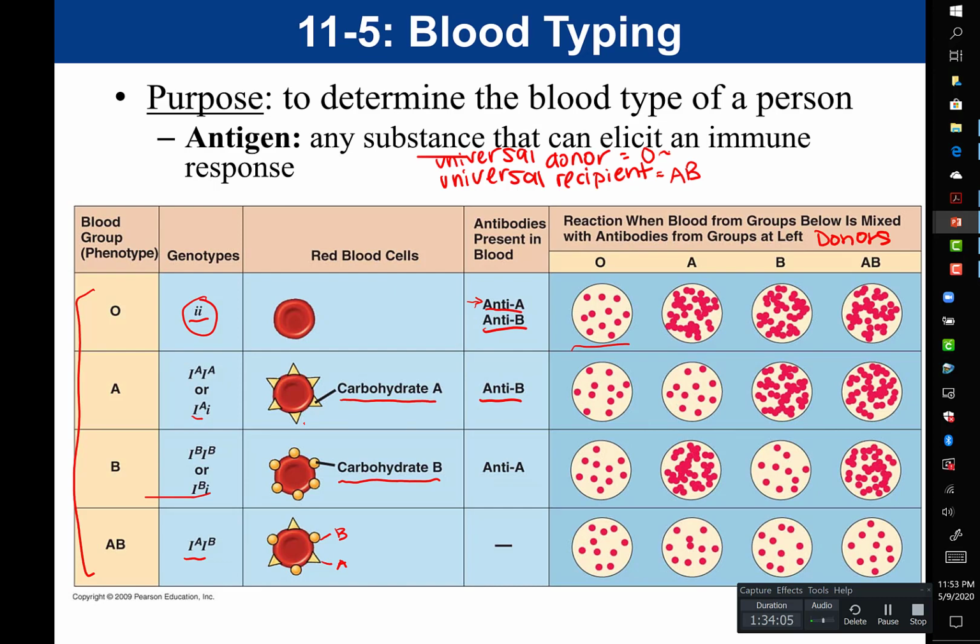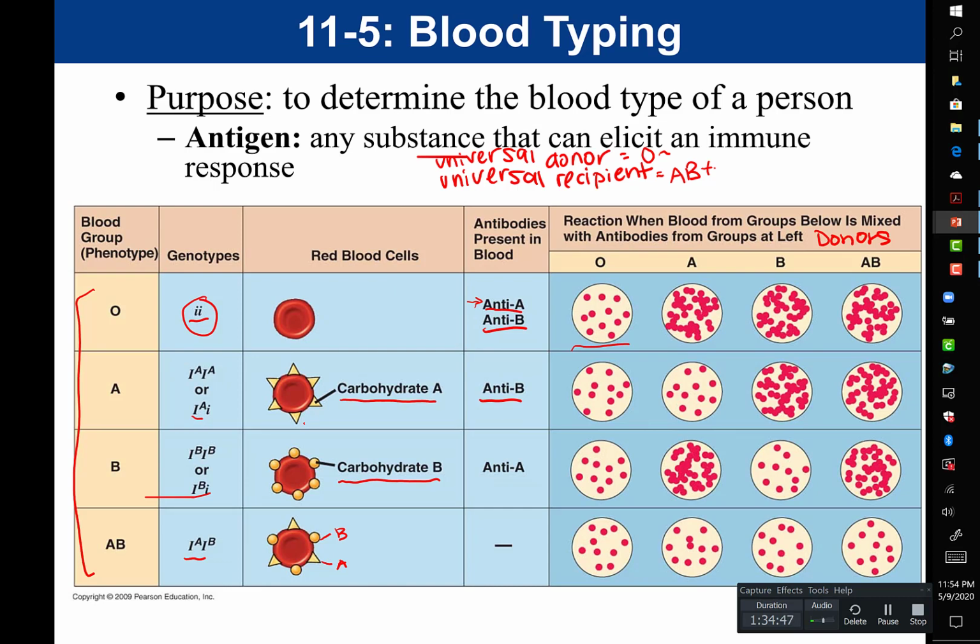In terms of the universal recipient, is it AB positive or negative? Which one can receive anything? Answer, positive. AB positive can receive any blood because they can receive AB minus, they can receive AB plus. So if you are AB positive, you can receive any blood type: A positive, B negative, A negative, O positive, O negative. If you are AB positive, you can get any type of blood.